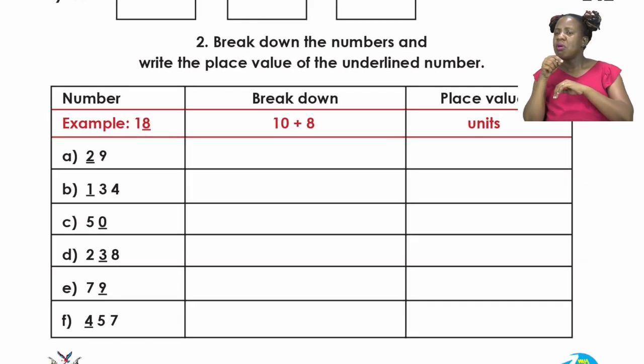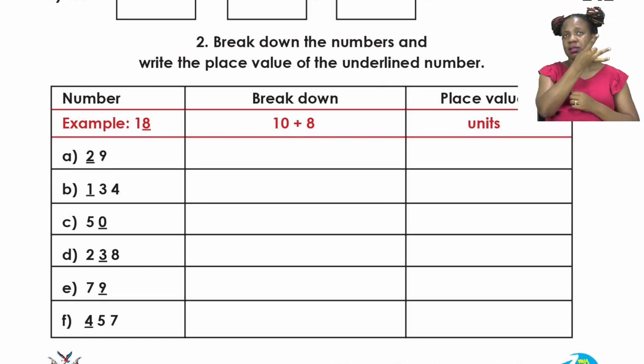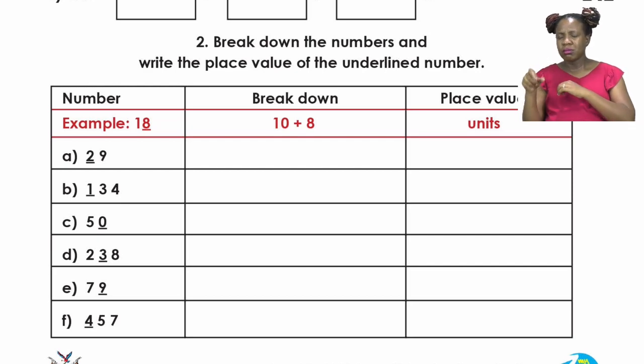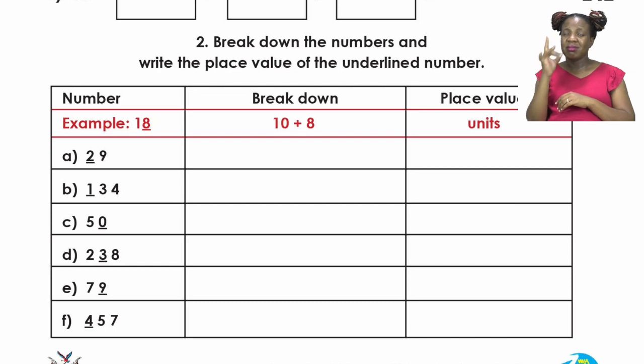So in the example, the number is 18. Can you all see 18? Good. If you break 18 down, then it means you have 10 tens plus 8 units. So 10 plus 8. And then if we look for the place value of the underlined number, you will see that the underlined number here is the number 8. And the place value of 8 here is units.